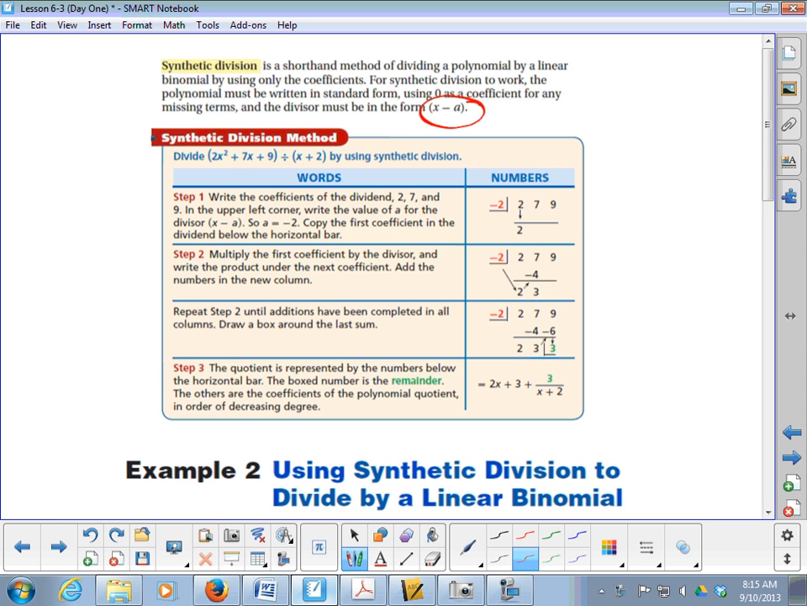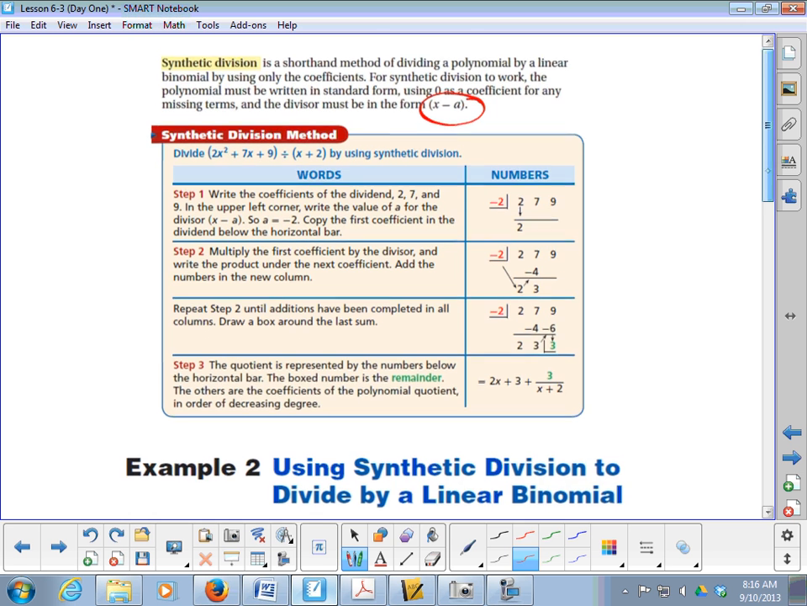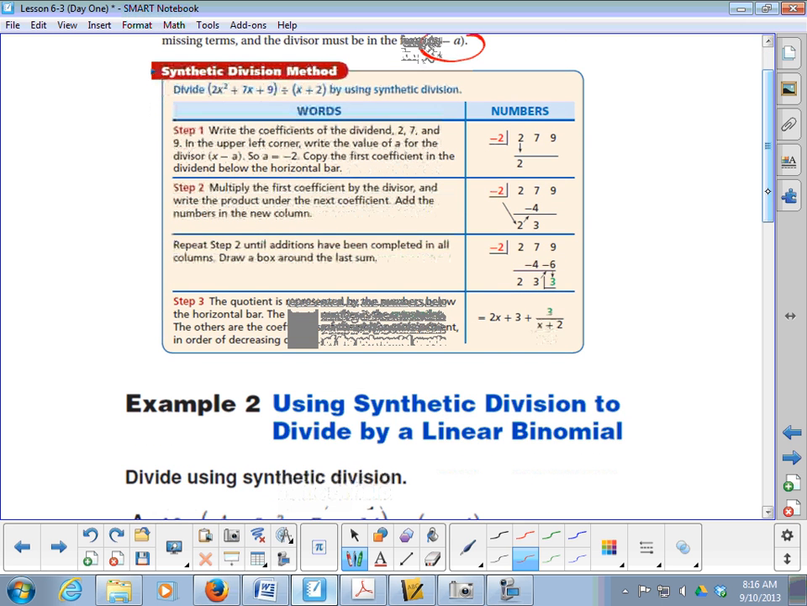If the divisor has any squares, or if there's a coefficient of x, like 2x plus 3, you can't use synthetic division for that. I mean, let me rephrase that. You could use it, but there's some manipulation that has to take place at the end, so you're better off not to. So for synthetic division, anytime we have our divisor in the form of x minus a, it's going to be a whole lot easier for you to divide. Now this just tells you the steps for getting there, and I'm going to show you how to do it.